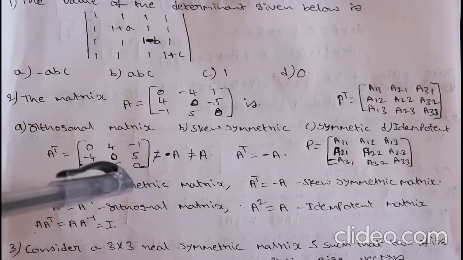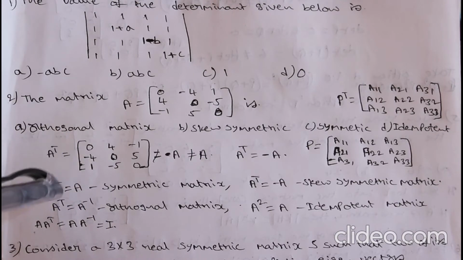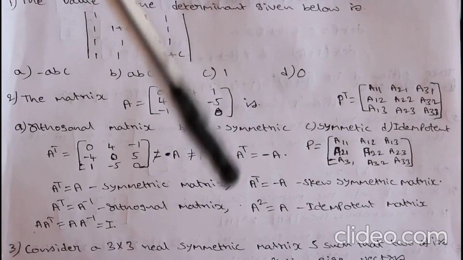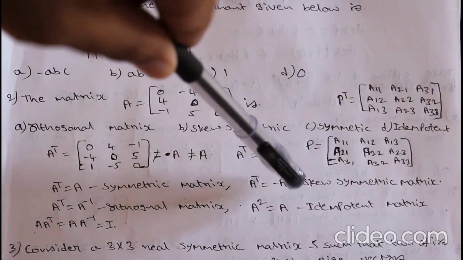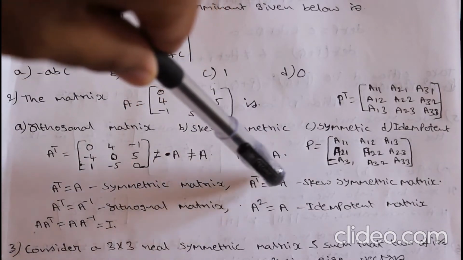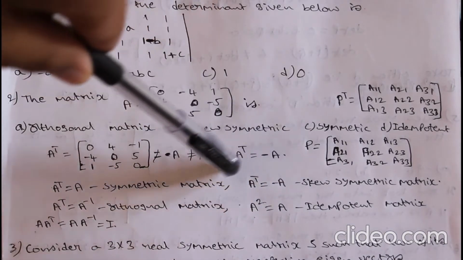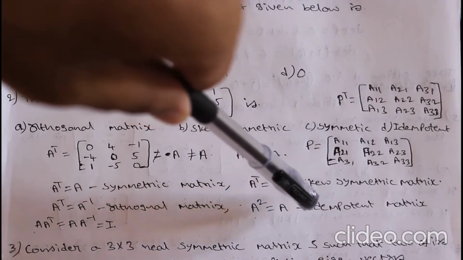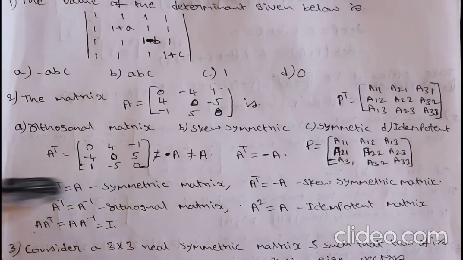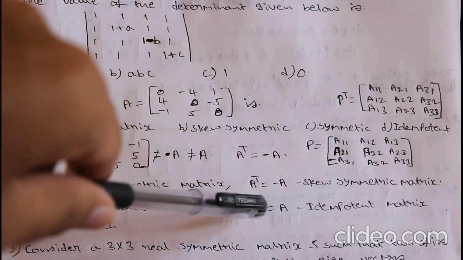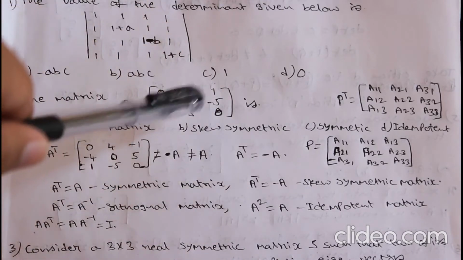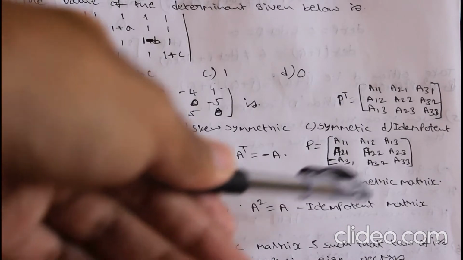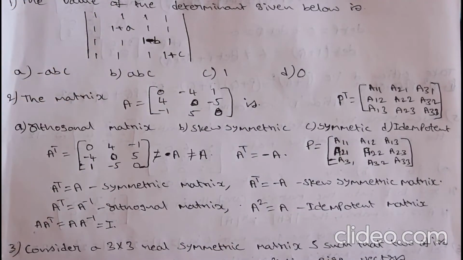In the case of a symmetric matrix, if A transpose is equal to the matrix A itself, then you can say that the matrix is symmetric. And if A transpose is equal to minus 1 into the matrix A itself, then you can say that the matrix is a skew symmetric matrix. The next one: if A square, that means A into A, is equal to the same matrix A, then you can say the matrix is an idempotent matrix. Remember these points.